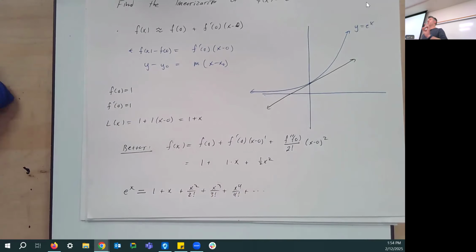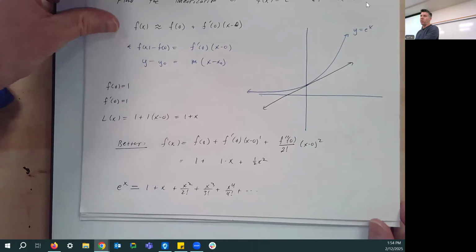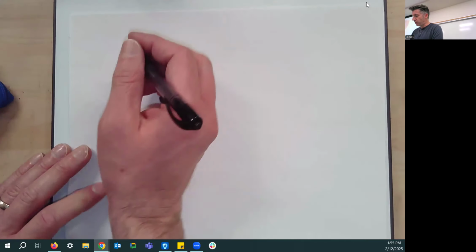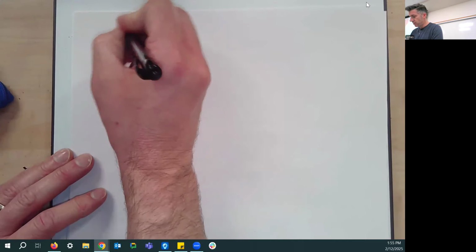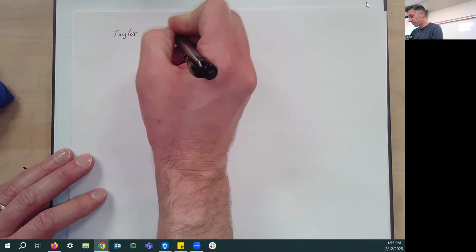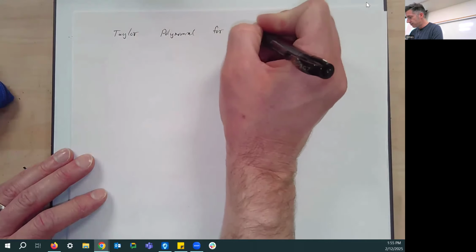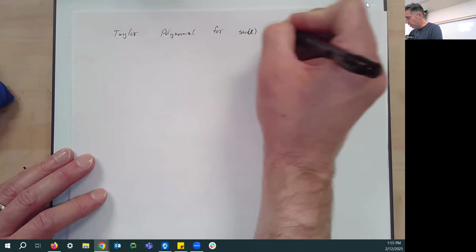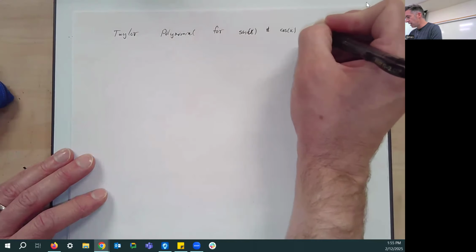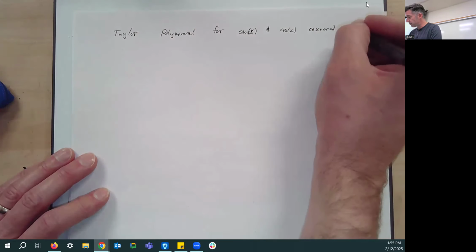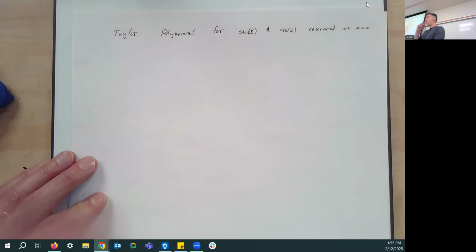So there are 2 other really super duper important Taylor polynomials that we like, which we could derive, but I'm just going to tell you what they are. So they're for sine and cosine. So the Taylor polynomials for sine of x and cosine of x centered at 0, which just means that's where you're doing the approximation at the beginning, are the following.